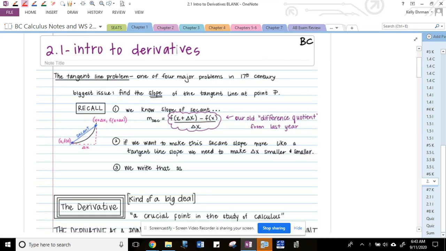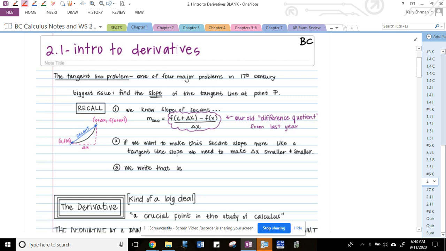All right, so we're going to head into chapter 2 and start talking a little bit about derivatives. Now, everything we've done in chapter 1, all of the finding limits, is really set up for being able to find derivatives. So, first of all, the tangent line problem. This is like one of 4 major problems or discoveries in the mathematical world in the 17th century.